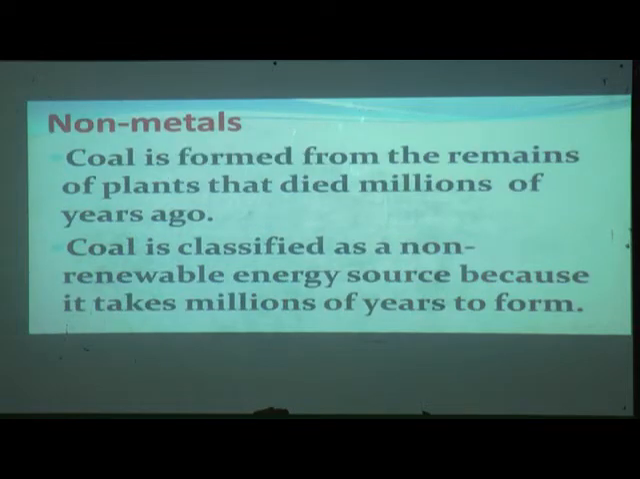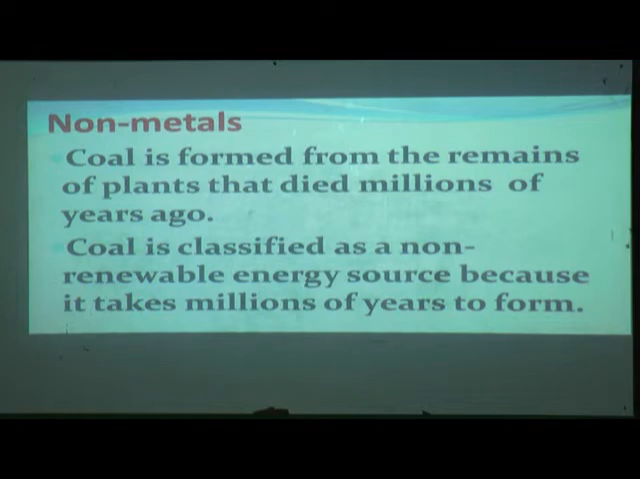Now come to the next topic, that is non-metals. Coal is formed from the remains of plants that died millions of years ago. It is a naturally occurring substance, so coal is not made by us. How is coal formed? In the jungle, plants will die, isn't it? When they grow, they become big, and when they become older they will die. These dead plants, when they go inside the earth, inside the land, decompose.